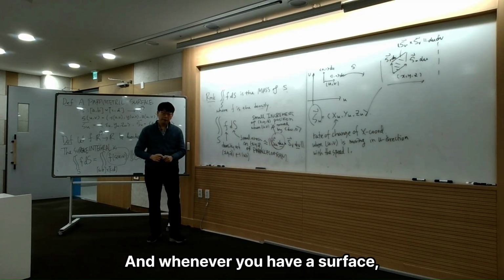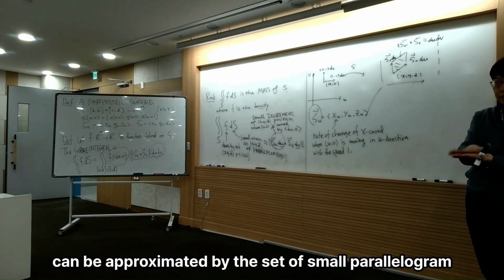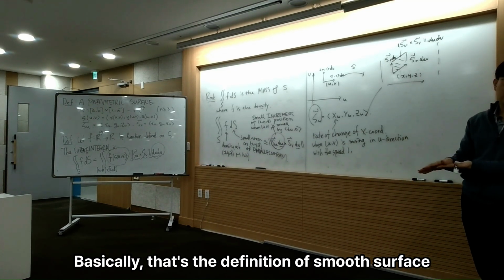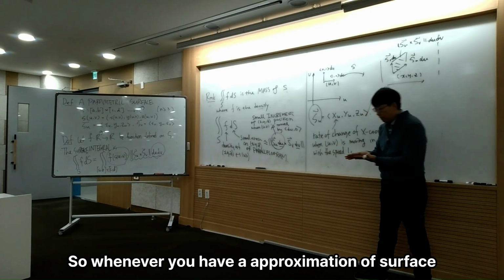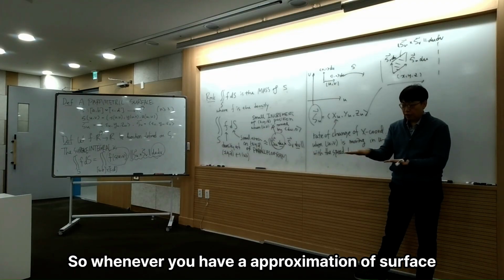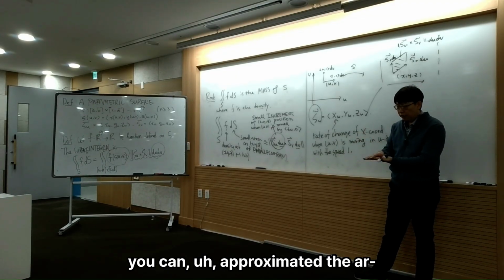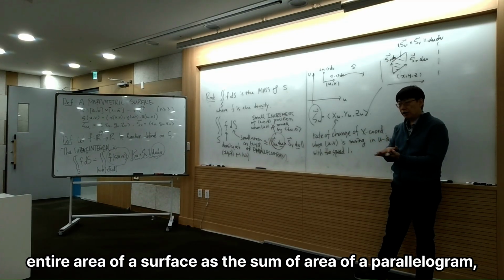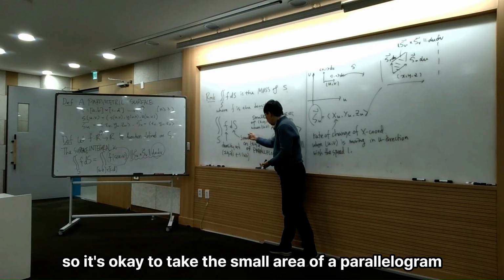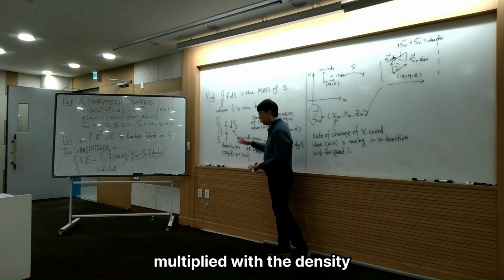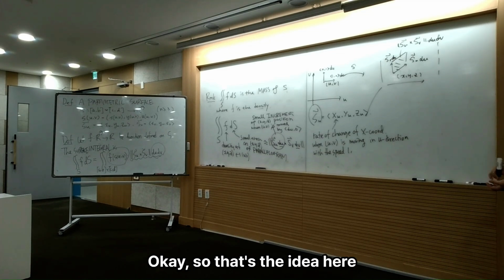And whenever you have a surface, your surface can be approximated by a set of small parallelograms. Basically, that's the definition of a smooth surface, but let's not go deeper into this. So whenever you have an approximation of a surface with small parallelograms, you can approximate the entire area of the surface as the sum of the areas of the parallelograms. So it's okay to take the small area of a parallelogram, multiply it with the density to get the entire mass. Okay, so that's the idea here.